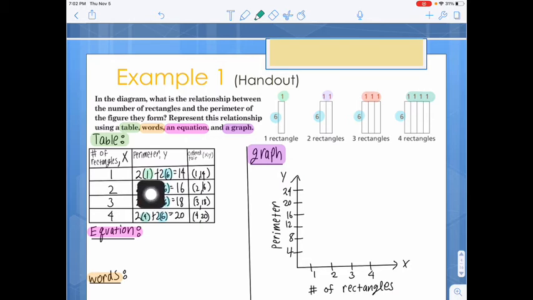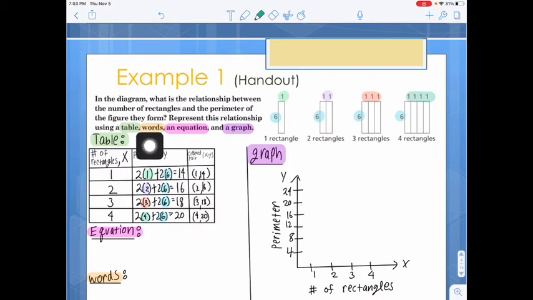Notice the perimeter of the first rectangle will be the 2 side lengths of 6 plus the 2 side lengths of 1. That gives us 2 times 1 plus 2 times 6, or 14, and we get the ordered pair (1, 14). When we have 2 rectangles, we still have the 2 sides of 6, but now the top and bottom are 2. So we have 2 times 2 plus 2 times 6 gives us 16, with the ordered pair (2, 16). When we have 3 rectangles, the top and bottom are now 3, and the sides are still 6, so we have 2 times 3 plus 2 times 6 equals 18. Ordered pair is (3, 18). 4 rectangles gives us a top and bottom of 4. So 2 times 4 plus the 2 sides, 2 times 6, is 20. That gives us the ordered pair (4, 20).